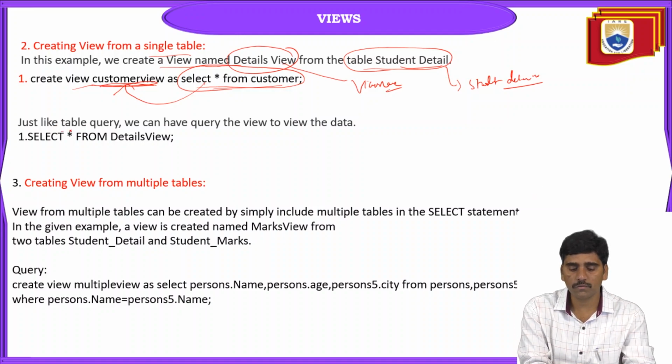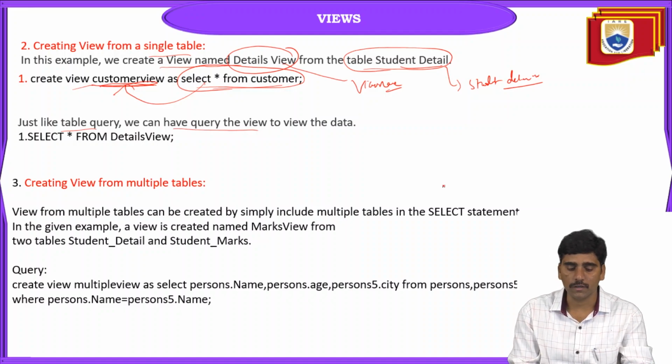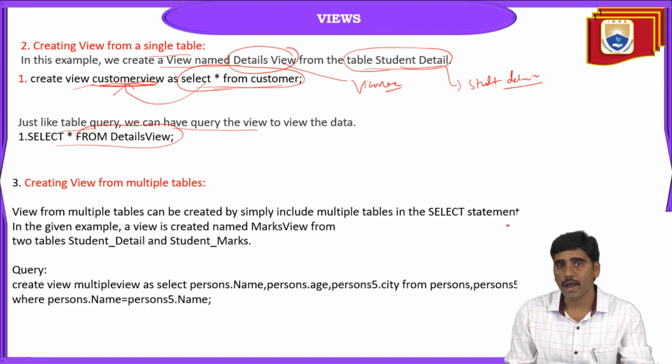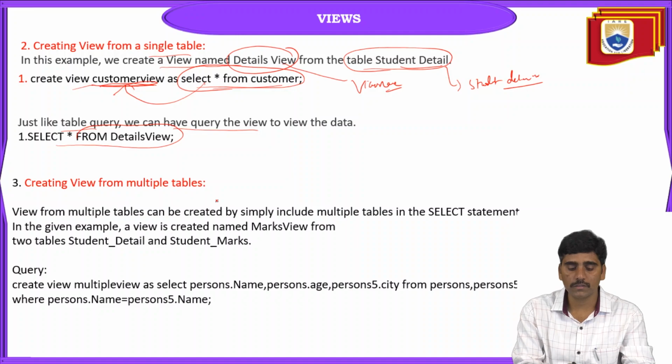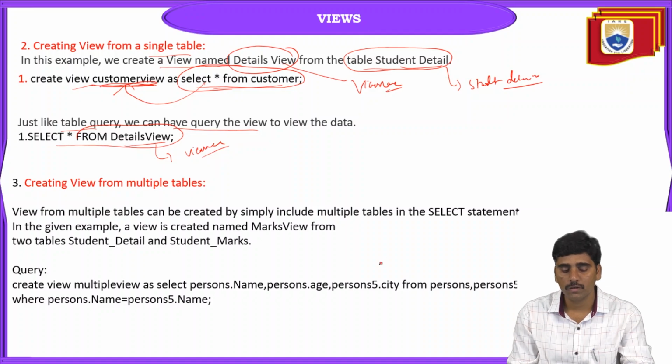Just like querying a table, we can query the view to see the data. Select star from details view. To see whether the contents have been added in that view or not, we write select star from table name, but here the table name is the view name. So to see the contents of the view, you need to write select star from view name.